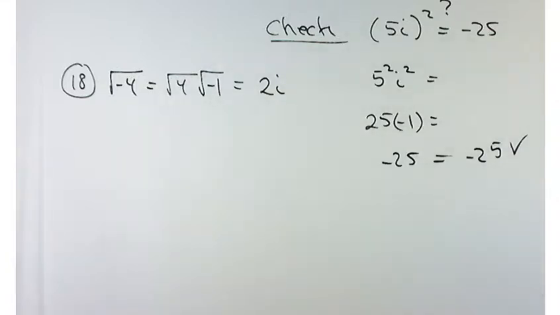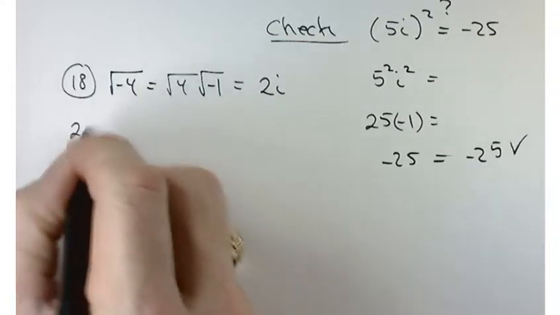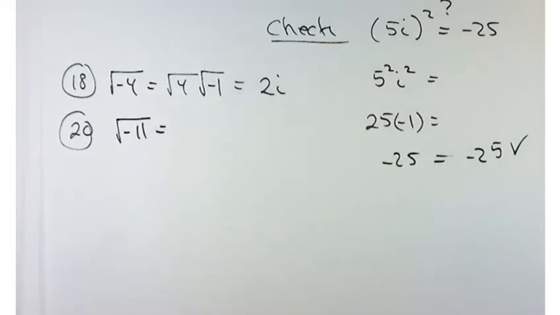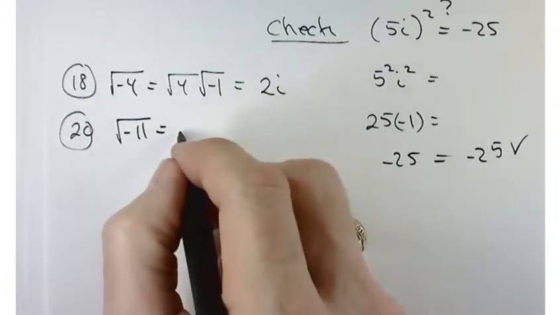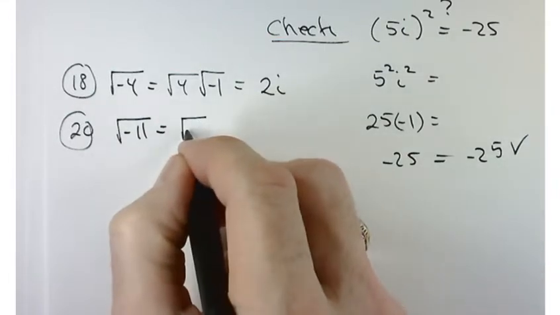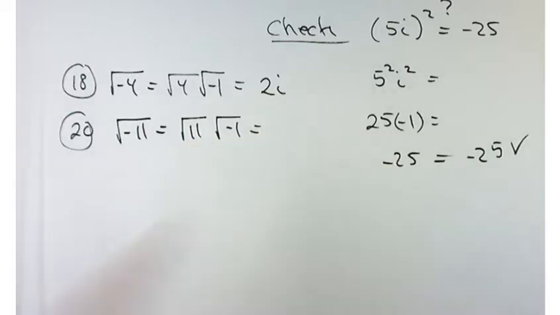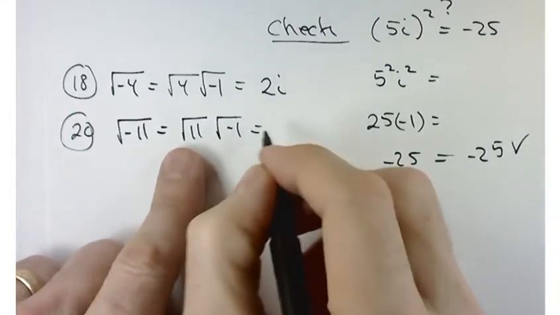Let's try a similar one. Problem number 20. Square root of -11. Well, kind of like the last one, we'll split off the negative. But unlike the last one, that first part doesn't simplify. Square root of 11 is just square root of 11. So that's okay. But I still get some simplification, right?